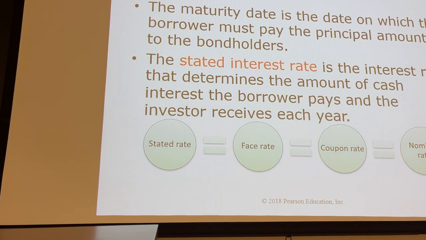Some bonds are for 5 years, or they could be for 10 years, or 20 years, or 30 years, something like that. The stated interest rate is the interest rate that determines the amount of cash interest that the borrower pays and the investor receives each year. And there are a number of other terms that mean the same thing as the stated rate. It can be called the face rate, or the coupon rate, or the nominal rate.